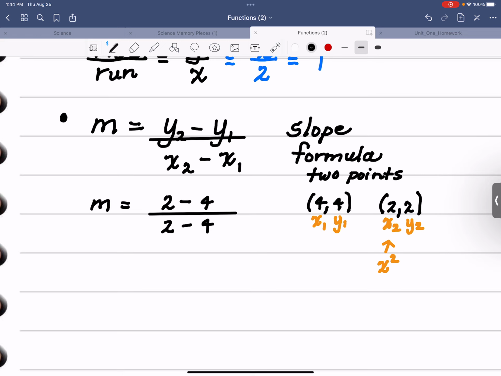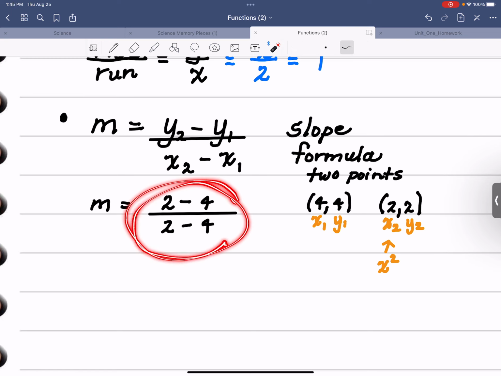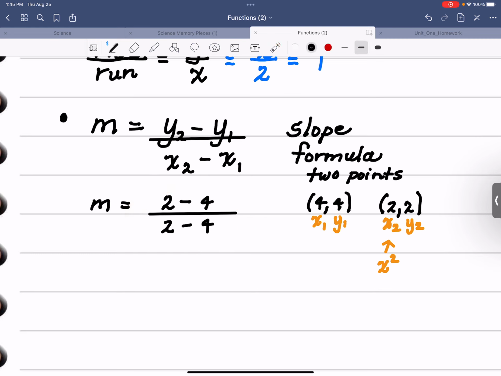Now we could already tell right here that it's the same on the top and the bottom. It's identical at this stage. So that's going to equal 1 because it's the same top and bottom. But let's follow it through mathematically. 2 minus 4 is negative 2. 2 minus 4 is negative 2. Don't let the negative signs get you rattled. We can put those in the calculator if we need to, but we don't need to because it's the same top and bottom. So slope, m, equals 1, positive 1.